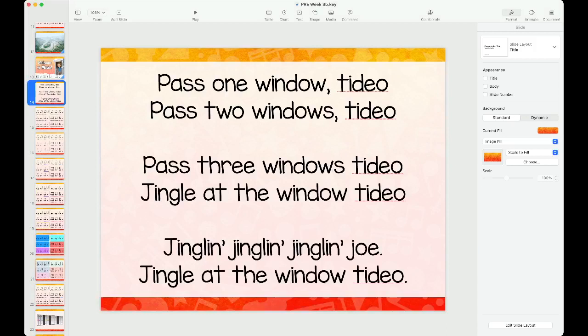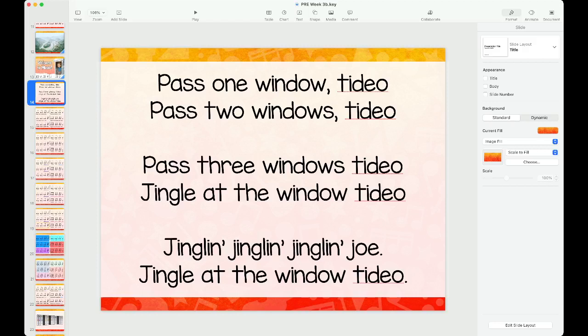We might say, okay, we learned this song last year. Here are the lyrics. Let's sing through. Pass one window, tidy-o. Pass two windows, tidy-o. We could also say, why don't we pat all the sounds? Pass one window, tidy-o. Pass two windows, tidy-o. Pass three windows, tidy-o. Jingle at the window, tidy-o. Jinglin', jinglin', jinglin', Joe. Jingle at the window, tidy-o. So basically just pat along as you sing.